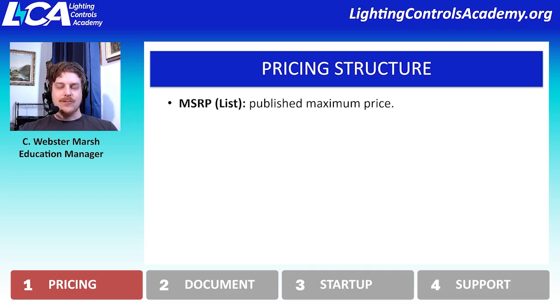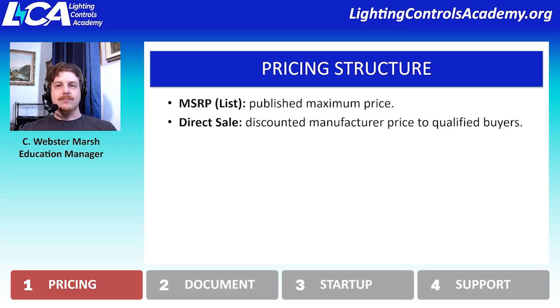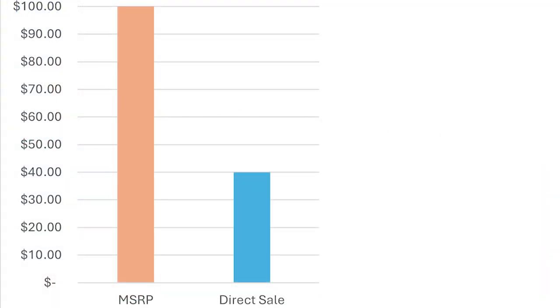And really, most projects should not be paying the MSRP. They should be paying less than that. And so if you're going straight from the manufacturer, you'll often have what's called a direct sale. And there are manufacturers out there that do direct sale. You can buy straight from them. You don't even have to go through any other groups to get their equipment. And that's oftentimes going to be the least expensive option if you do that.